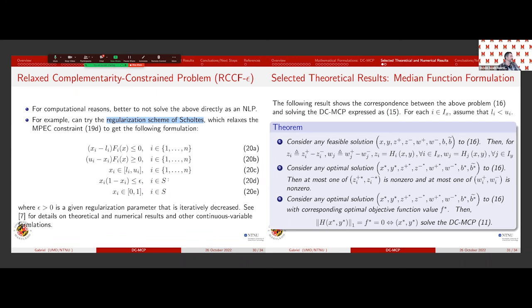We have a penalty version and several others, and we tried those in this second paper. This one is called the relaxed complementarity constrained problem, Relax-epsilon, because of basically this thing right here. But let me move over now to some theoretical and numerical results. If there are any questions, just raise your hand. I guess there's a chat. Oh, somebody has to leave. Okay.